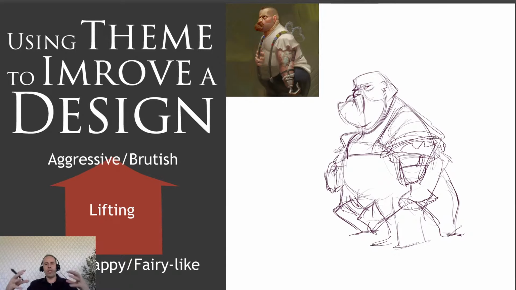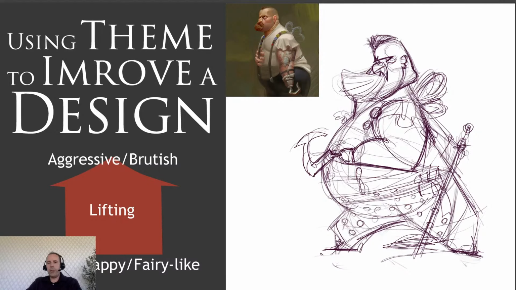Right here, the aggressive, brutish idea is the main idea. That's what the majority of this character is all about. And then the cheery, happy, fairy-like lifting that's happening is going to be a modifying idea. It's going to take that context and do a little spin on it. And in this case, I just need to really push the aggressive across the design.